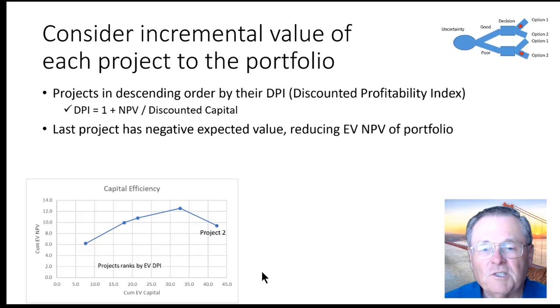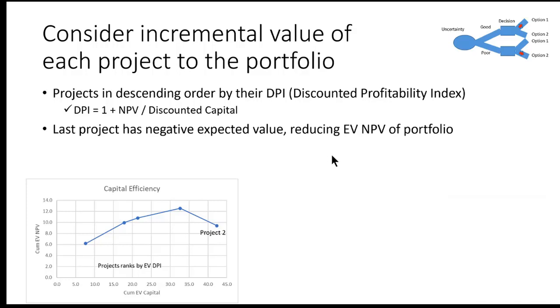We can look at the projects incrementally. So what I've done here is to sort the projects by DPI, Discounted Profitability Index, which I'll define as 1 plus the NPV divided by the PV discounted capital. We can see that the last project here, project 2, has a negative expected value, NPV, and this reduces the total portfolio NPV. Therefore, it's a no-brainer that we should not be doing this project.